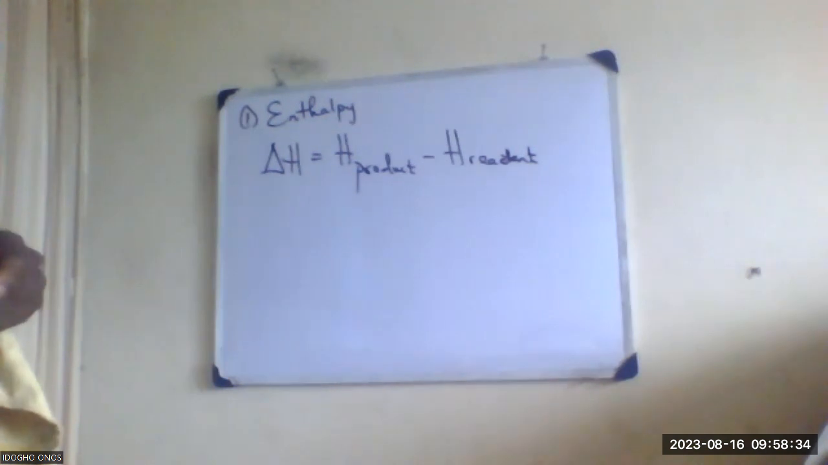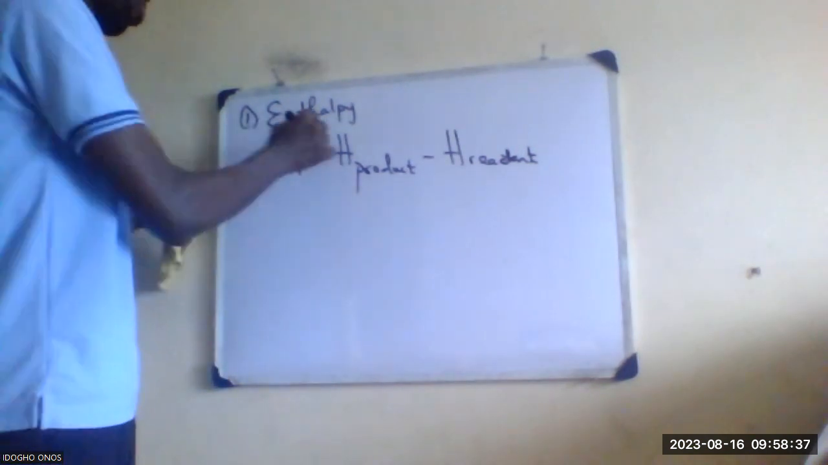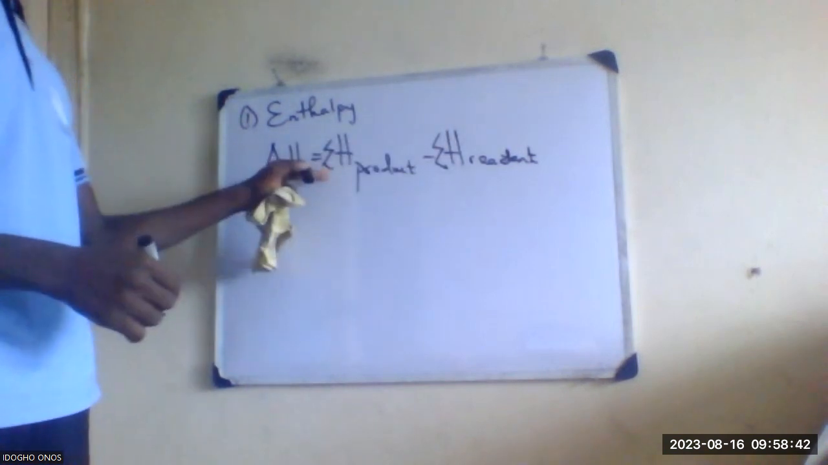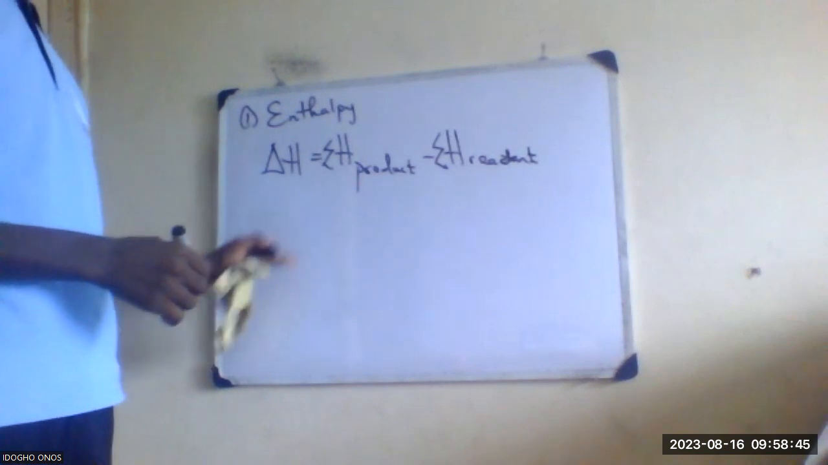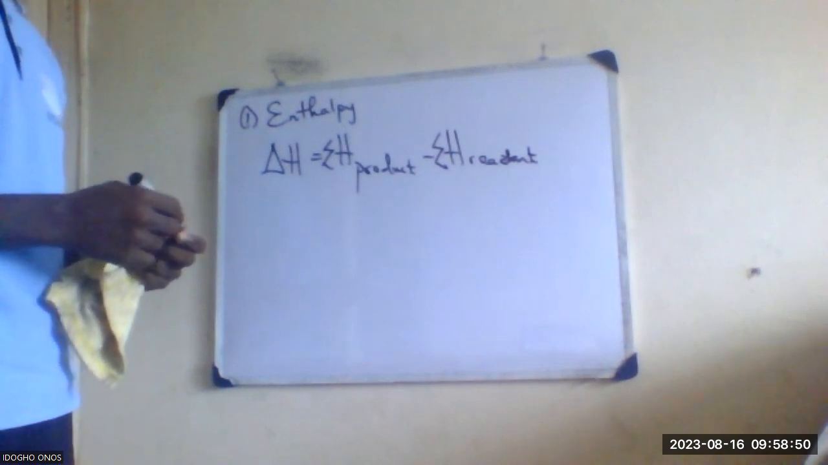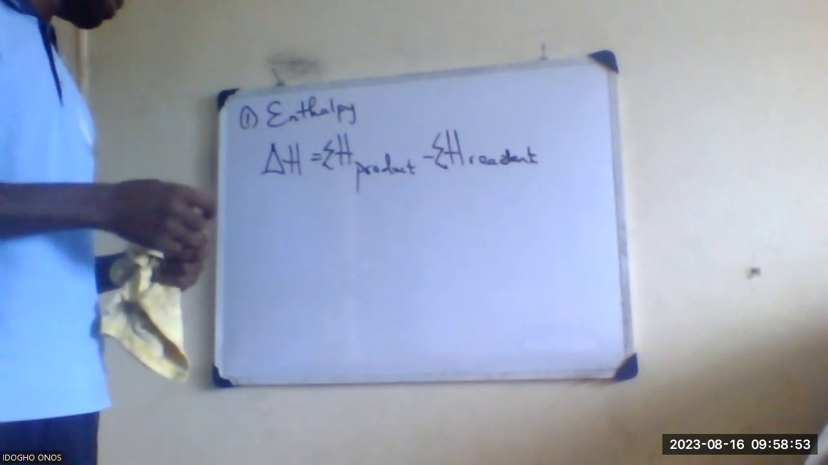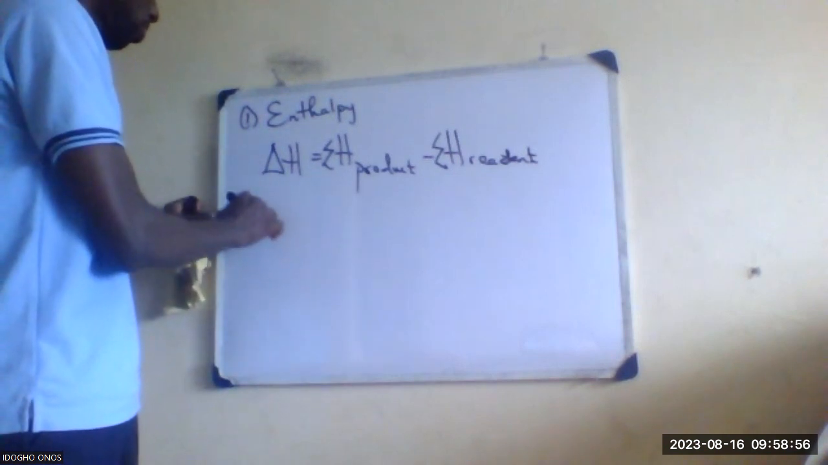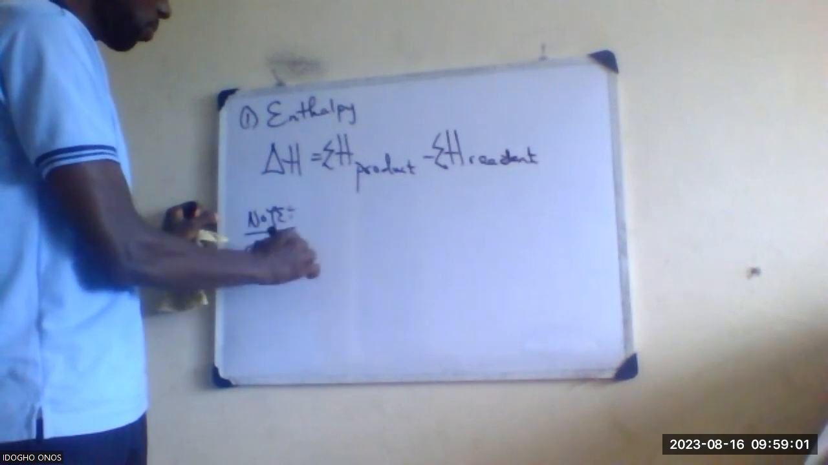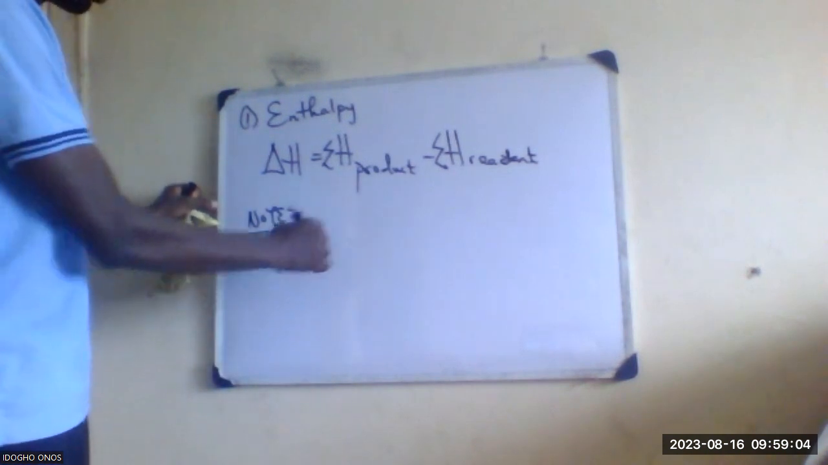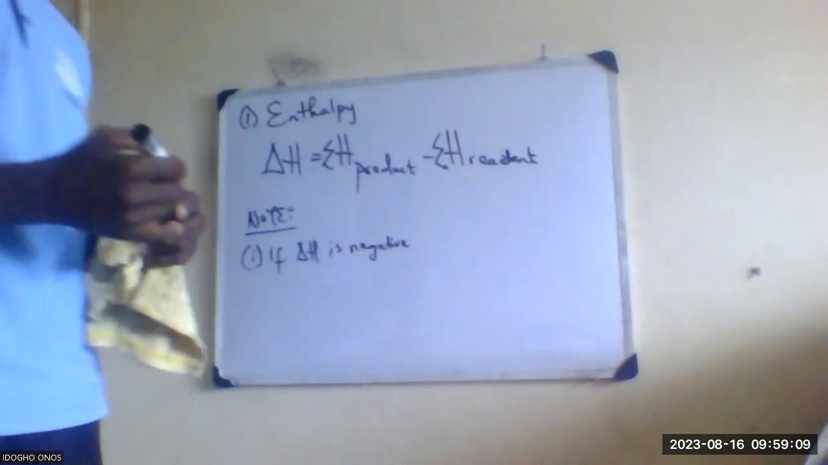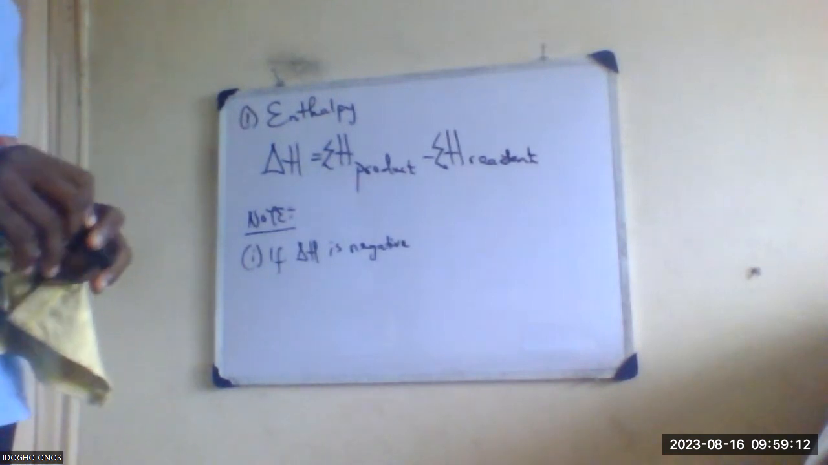Heat of product minus heat of reactant, or you can put a summation in front of it, because sometimes there could be more than one. That is the summation of the heat of product minus the summation of the heat of reactant. Okay. And then let's write a note. One, if the enthalpy change, that is triangle H, is negative, the reaction is exothermic.